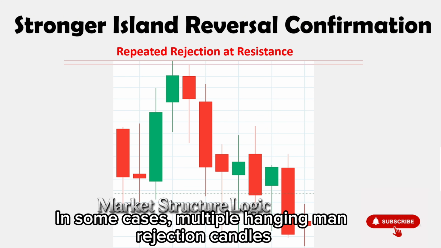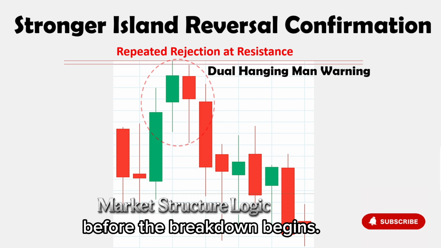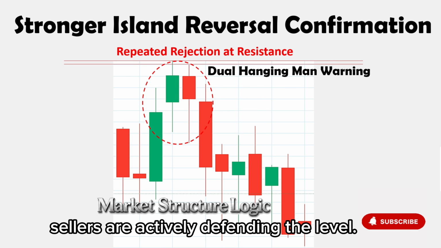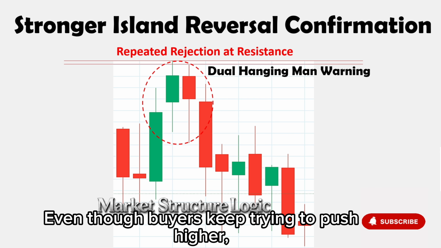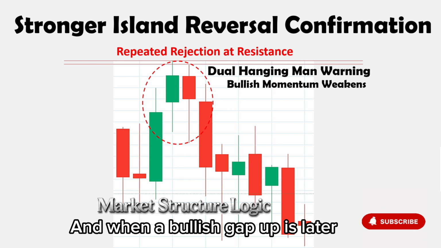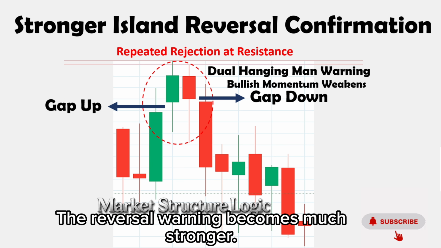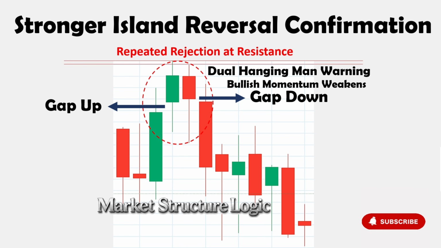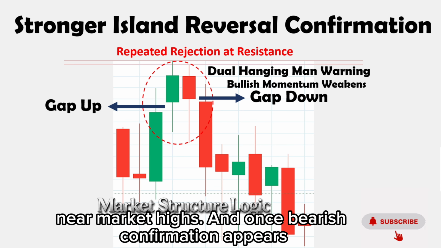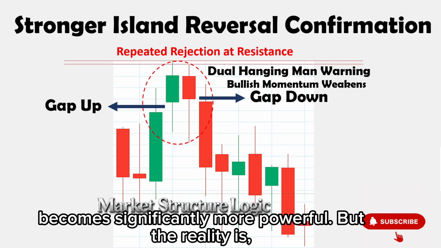In some cases, multiple hanging man rejection candles may appear near the same resistance zone before the breakdown begins. This repeated rejection tells us sellers are actively defending the level. Even though buyers keep trying to push higher, bullish momentum starts weakening. And when a bullish gap up is later followed by a bearish gap down, the reversal warning becomes much stronger. This often signals increasing seller pressure near market highs. And once bearish confirmation appears, the island reversal setup becomes significantly more powerful.